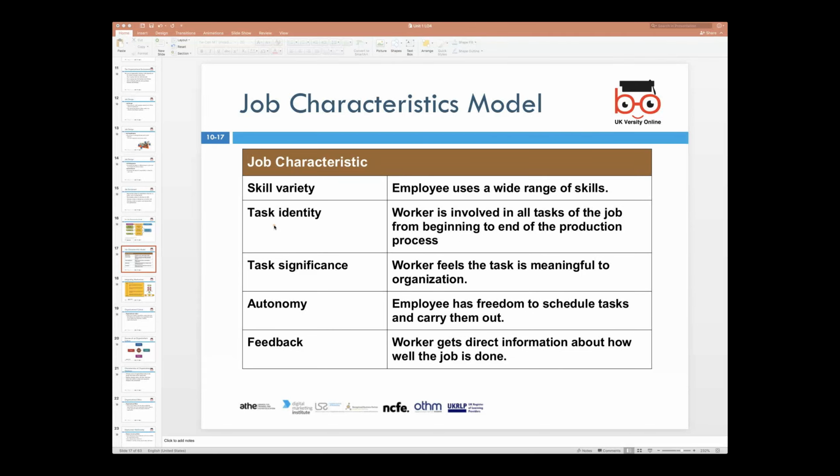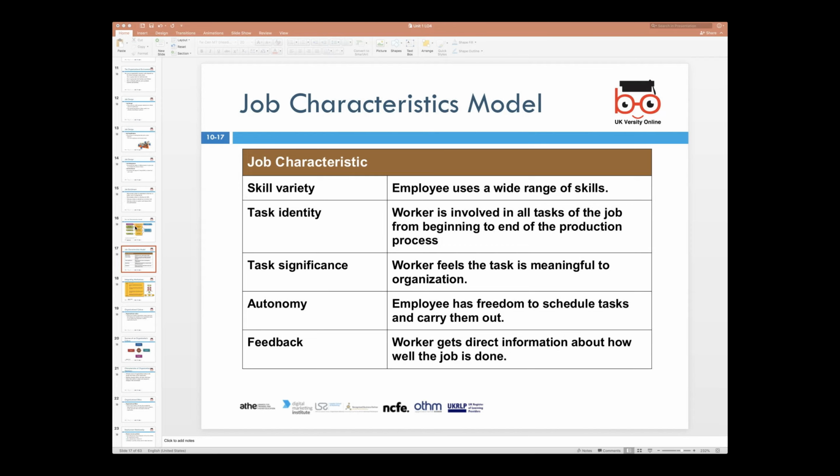And then you have the last function, which is feedback, which basically says how the worker gets information about whether the job has been done well, whether he has performed well in that role, or whether the worker has not been able to perform, and what kind of feedback the worker is able to get. That feedback is related to your job characteristic.